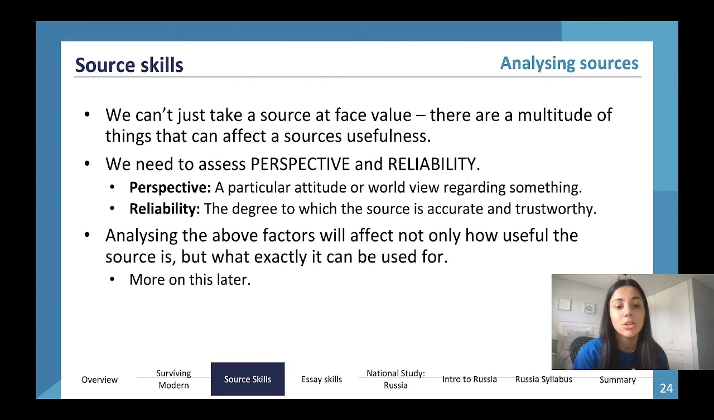So perspective is the particular attitude or worldview regarding something, so the perspective that it shows, and the reliability is the extent to which it's accurate or trustworthy. So those are two different things, but a lot of the time it's easy to get them confused, and I feel like I did the exact same thing. I'm not even going to lie.